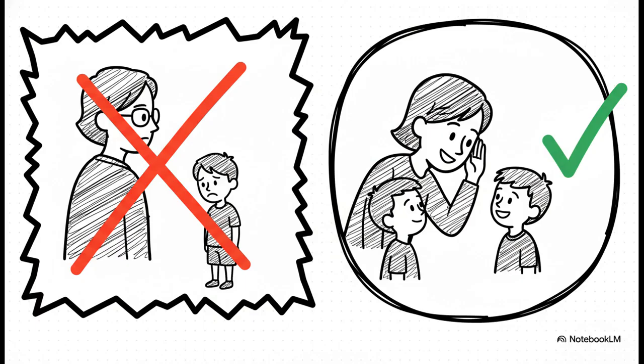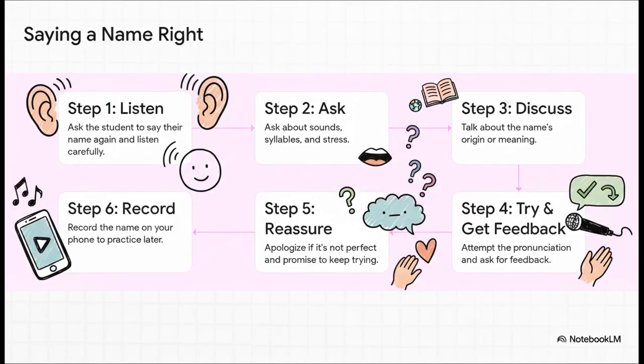The other path, you learn their real name. And when you do that, you show them you're interested in who they are and that you're a learner, just like them. It is always, always worth the effort. So how do we actually do this? Well, here's a 6-step process.